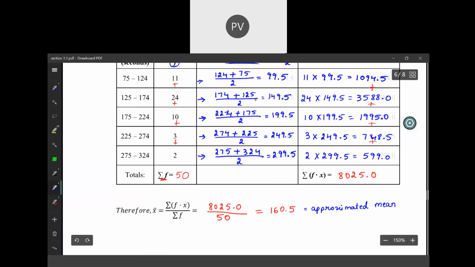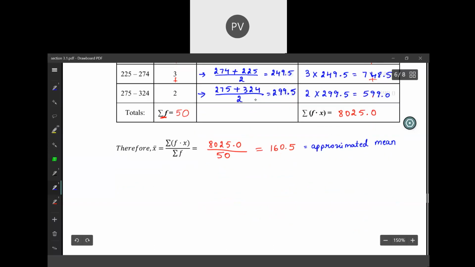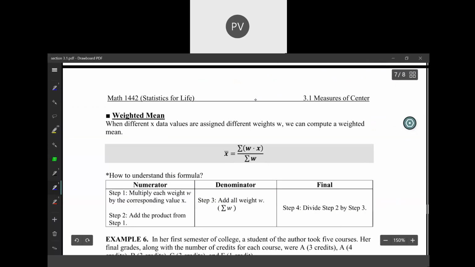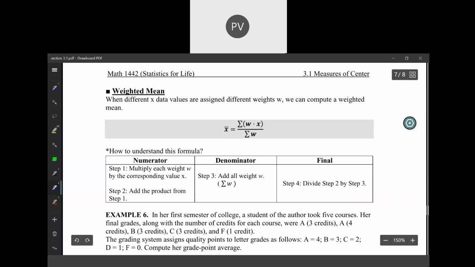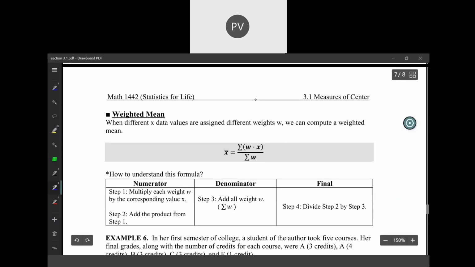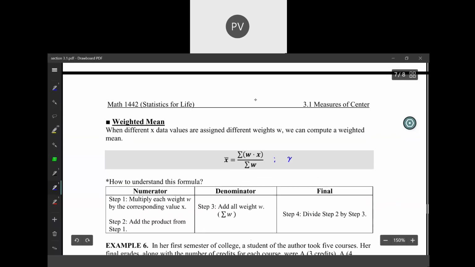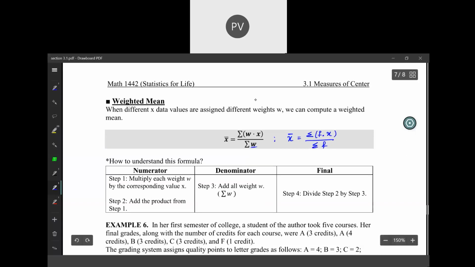Okay. So if you're done with this, we will move on to the next topic, that is weighted mean. So this is also the same thing, similar to frequency, right? Because what was the x bar formula for the frequency distribution table? Summation f x divided by summation f. So there is only a difference with the notation. Here it is f, here it is w, right? W as in weights. Okay.